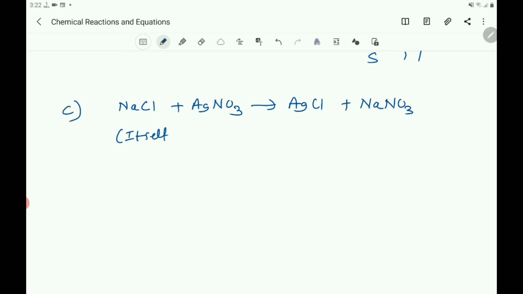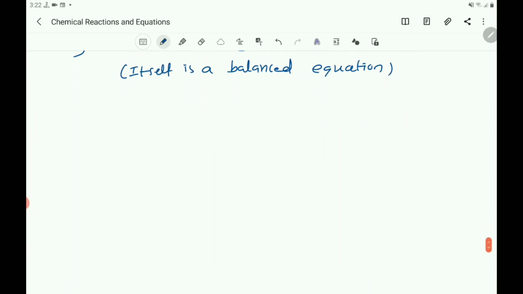Itself is a balanced equation. No need of balancing it. It is already balanced. Next you take D. D is BaCl2 plus H2SO4. BaCl2 plus H2SO4 gives BaSO4 plus HCl.